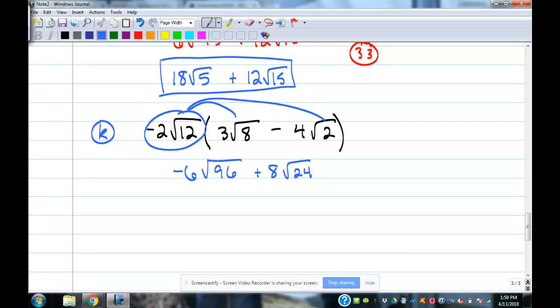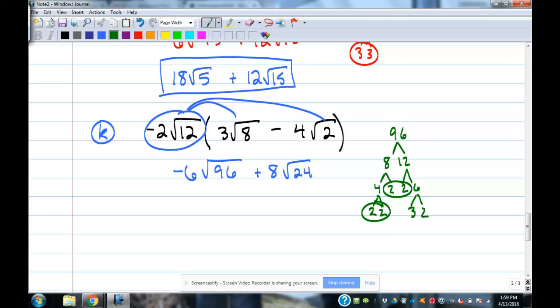Then we simplify the radicals. Because right now, they're not like terms. We don't know if they might turn into like terms. We've also got to simplify them just to simplify them. 96 breaks down. We got it from 8 times 12, so I'm just going to use that. 4 and 2, 2 and 2, 2 and 6, 3 and 2. So there's 2 pairs of 2s.